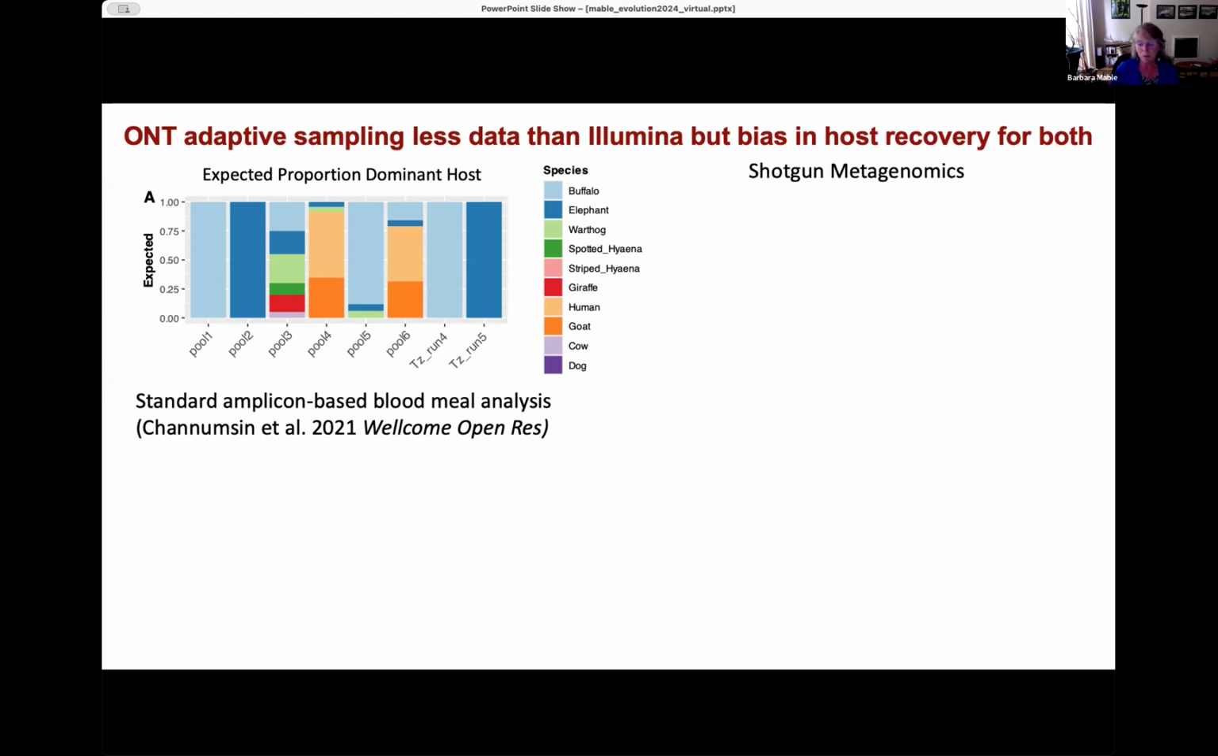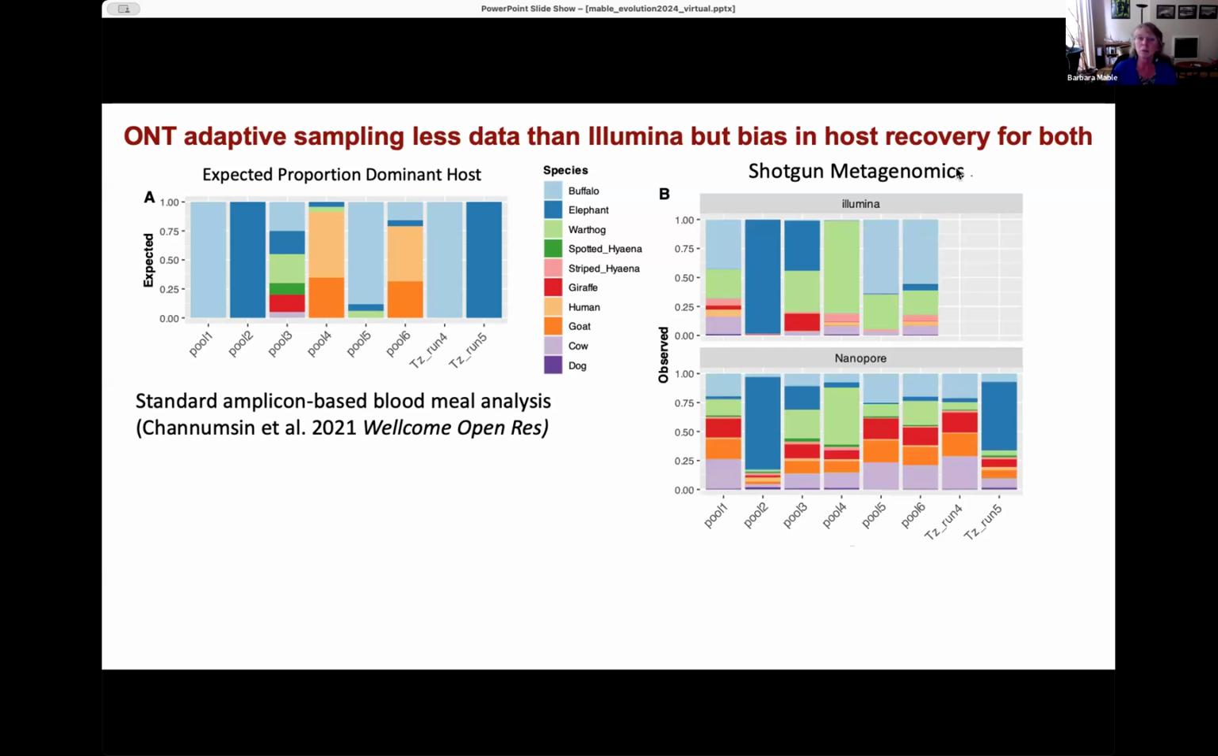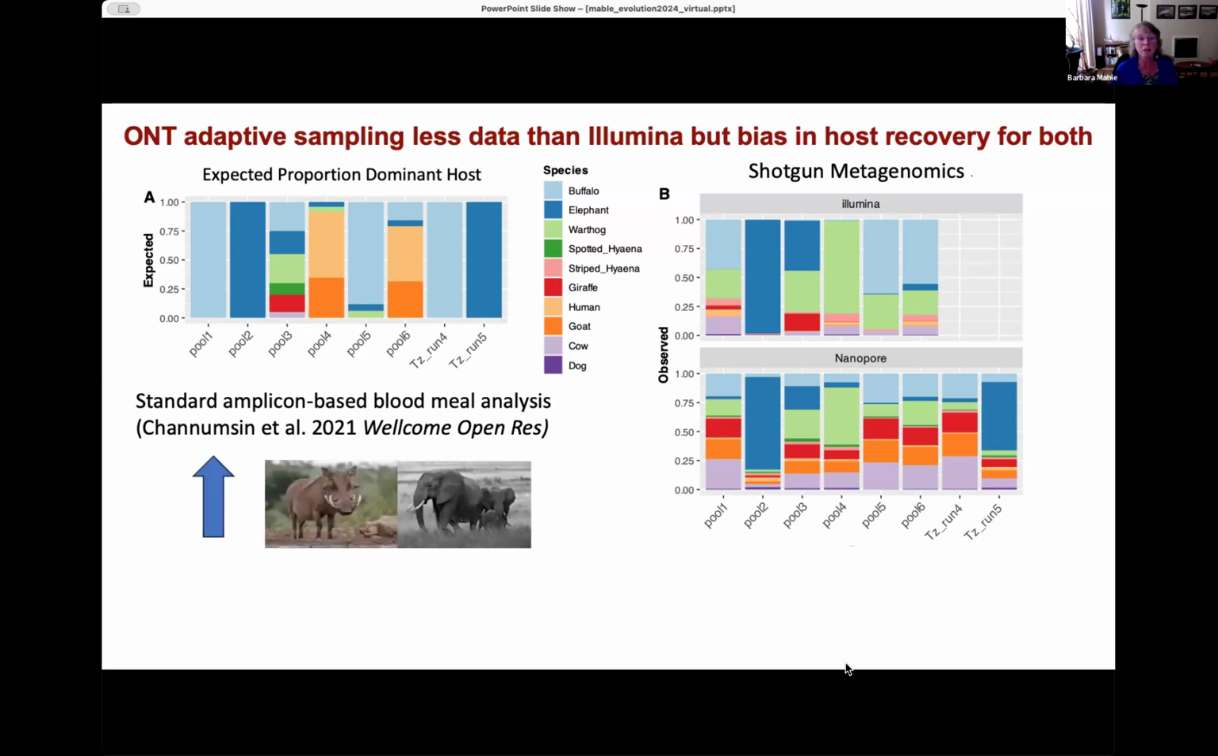And so when we did shotgun metagenomics using both short read and long read sequencing, what you can see here is that, so here, these were supposed to be elephants, and we recover those quite well. There's a bit of noise in the background, but the buffalo are not recovered well in these samples. And so there's a lot of noise here. And it looks like there's a lot of other things amplifying, but these are also samples where we see variation in the amount of tsetse DNA.